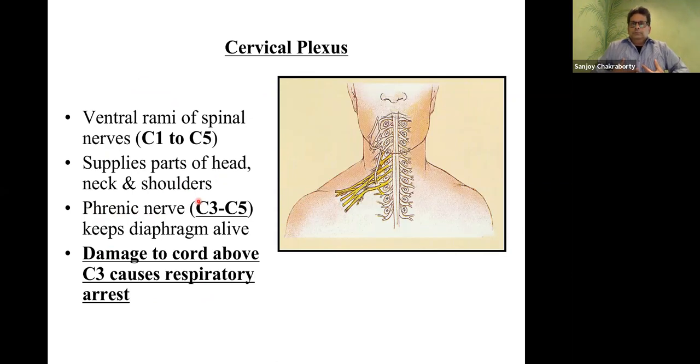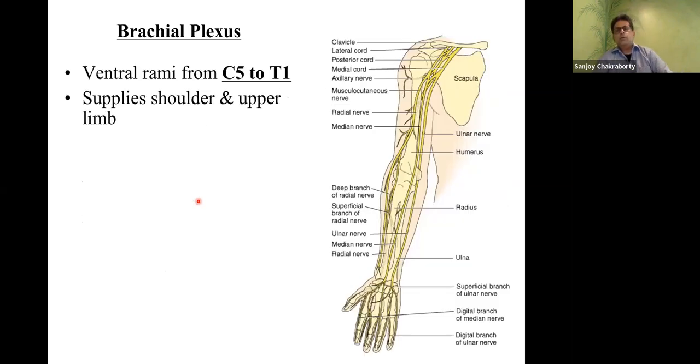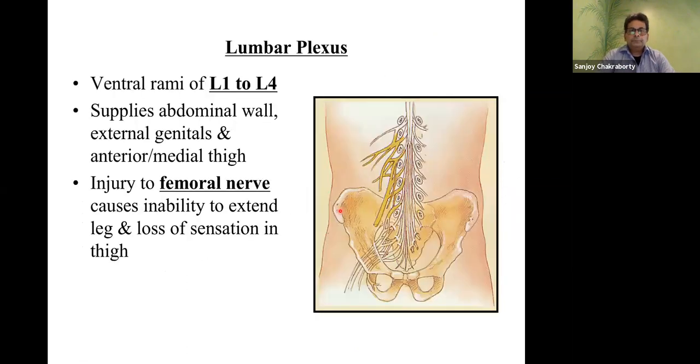When you're breathing in and out, in A&P 2 we are going to learn that breathing mechanism. So damage to that, you can't really breathe. It's going to bring respiratory arrest. Brachial plexus, there's C5 to T1, all the nerves, mainly ulnar, radial, all these nerves. No significant one. All these nerves are important for your hand, but nothing to memorize here. Lumbar serves the lower part of the body, and one of the major important nerves is the femoral nerve.